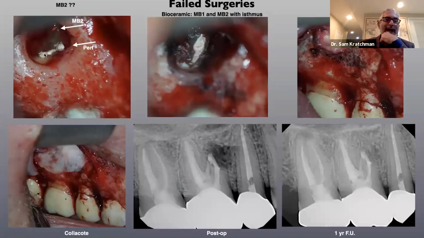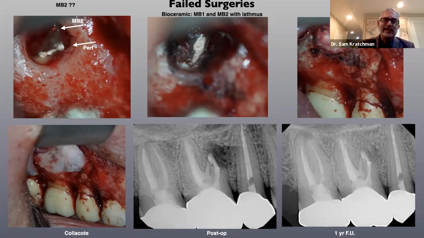I raised the flap. Here is mesial buccal 1. This was a perforation. The other endodontist, for some reason, his orientation was thrown off and was going in the wrong direction. There's the actual MB2. So I'm going to shave off more to get rid of this perforation, connect the dots, MB1 and MB2 with an isthmus. This foundation, once again, I plug into the hole there.